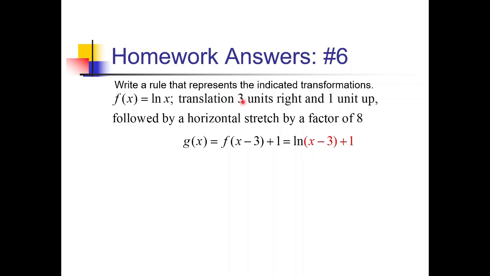But now I need to horizontally stretch this thing by 8. So to handle that, I'm going to make an h function. H is going to be g of 1/8 x, because it's opposite of what you expect for the horizontal stuff. So that's going to be 1/8 substituted in for the x right here. So we end up with ln of (1/8 x minus 3) plus 1.